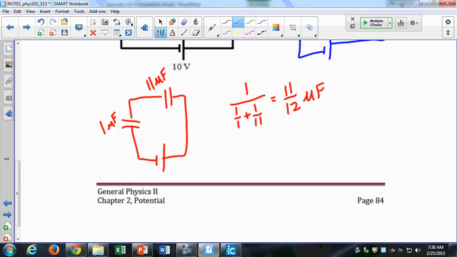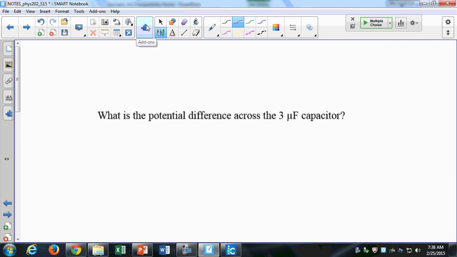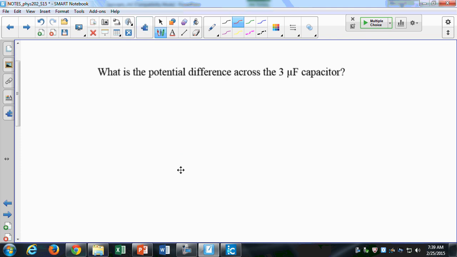All right. We could proceed and find the voltage or the charge on each of those capacitors. So let's say I wanted to know the potential difference across that 3 microfarad capacitor. I'm going to redraw our circuit to this point where we had our 1 microfarad capacitor here.